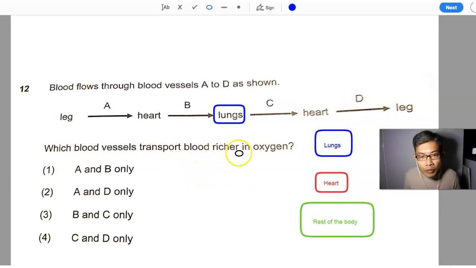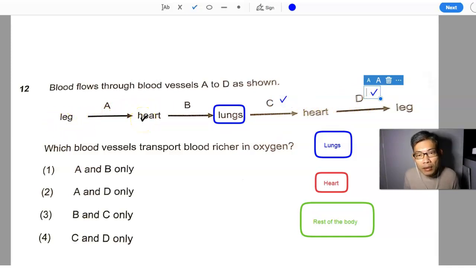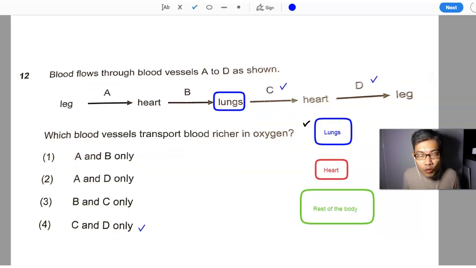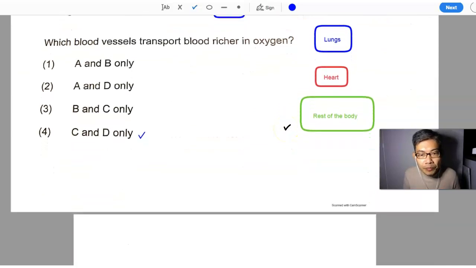So blood transport, blood richer in oxygen, we know is from the lungs to the heart. So therefore here C must be one of those blood richer in oxygen. Same thing, these two. And any blood that flows back to the heart, going to the lungs, are all those that are poor in oxygen, because the lungs is where you get rid of the carbon dioxide when you exhale. So answer for this would only be number 4. If you're unsure about this, just draw this out and use this to help you understand. This is actually a very basic question that they just change the layout a little bit to see if you can be confused by this.